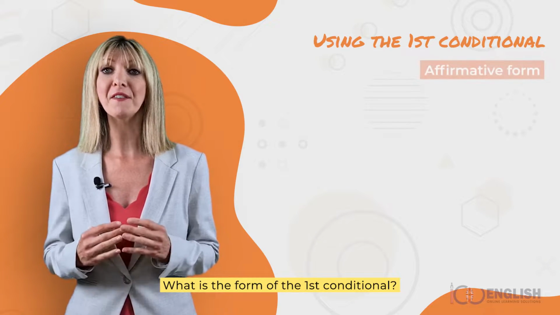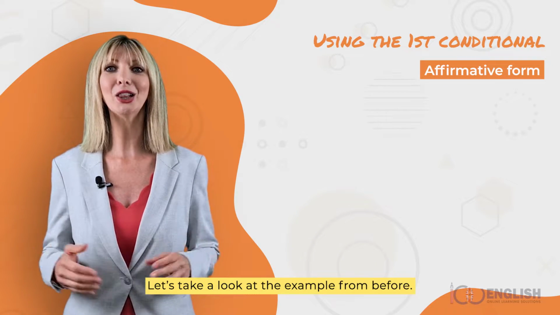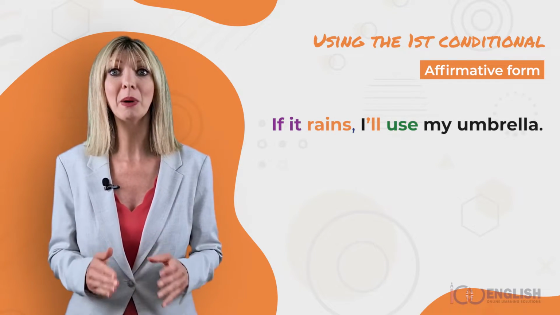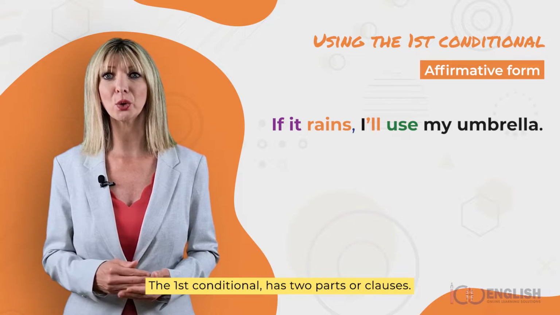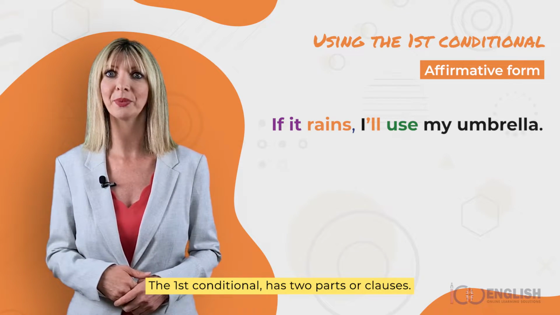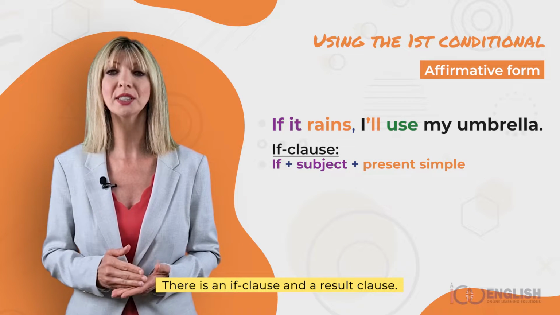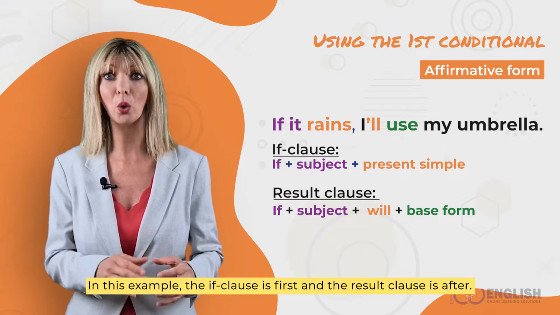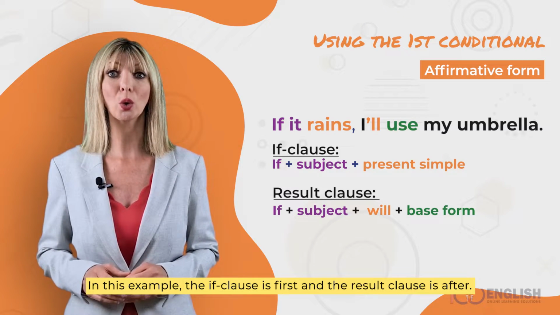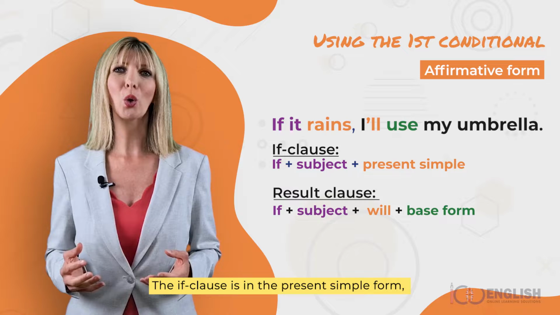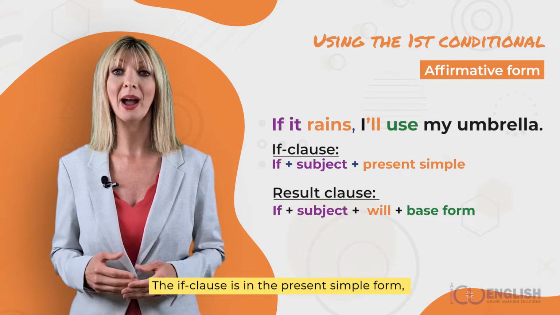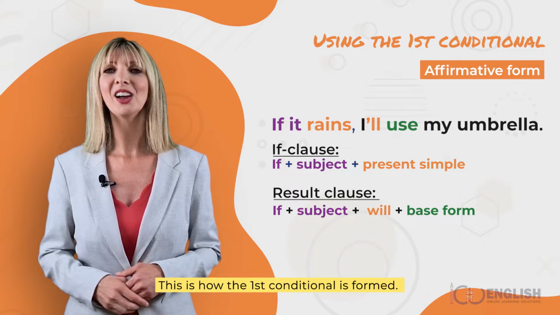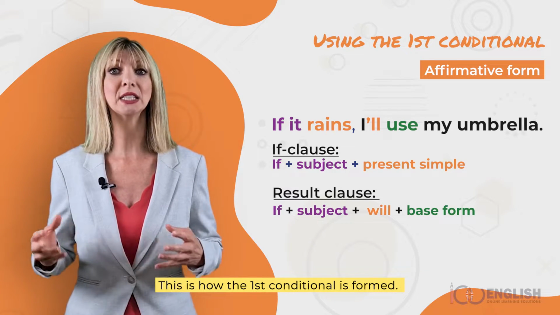What is the form of the first conditional? Let's take a look at the example from before. If it rains, I'll use my umbrella. The first conditional has two parts or clauses. There is an if clause and a result clause. In this example, the if clause is first and the result clause is after. The if clause is in the present simple form and the result clause refers to the future with will. This is how the first conditional is formed.